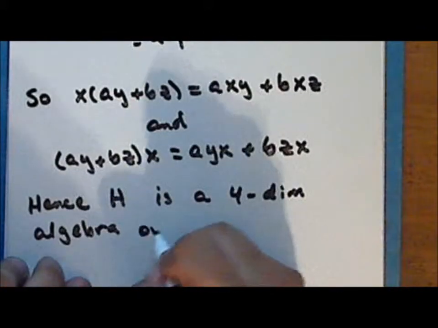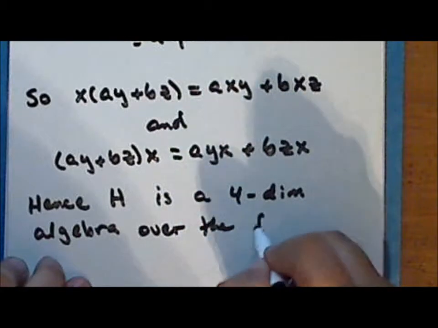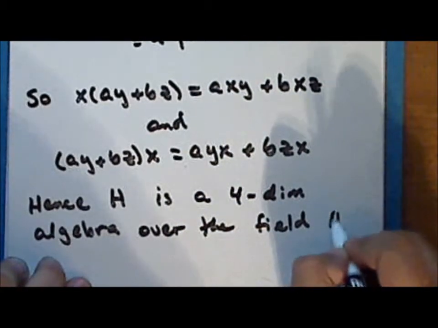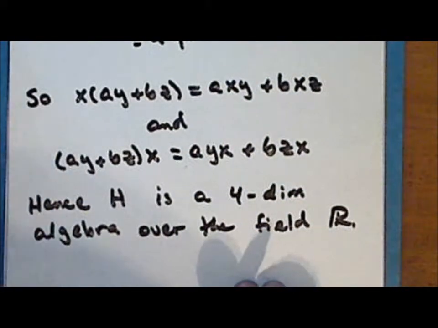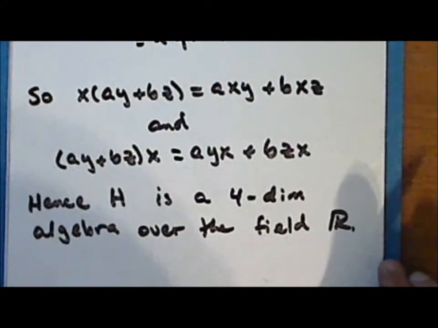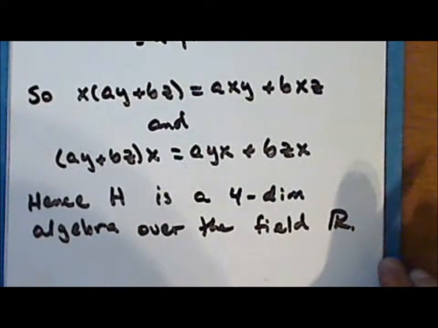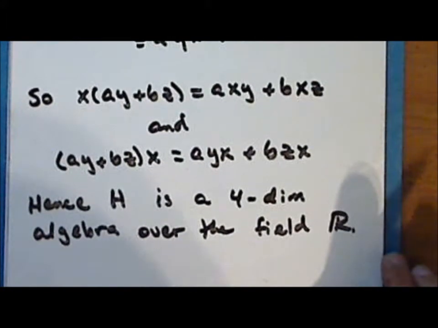over the field of real numbers. Okay, so we'll end here for today. Next time we will continue to look at algebras over fields, and we'll demonstrate that the quaternions is a non-commutative algebra over the field of reals.